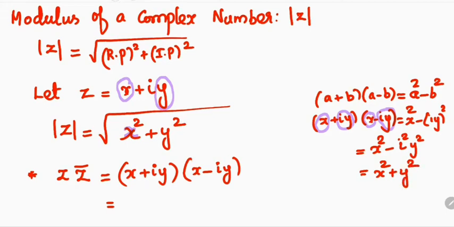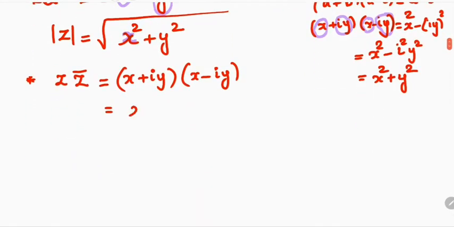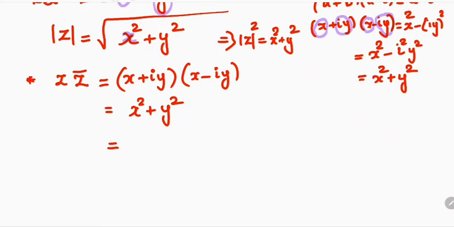So you know very well z into z bar is nothing but x squared plus y squared. So from the previous result, when you square your modulus of z, modulus of z the whole squared is equal to x squared plus y squared. So in the place of x squared plus y squared, you can write modulus of z the whole squared. So z into z bar is nothing but modulus of z the whole squared. That is the first property of modulus.